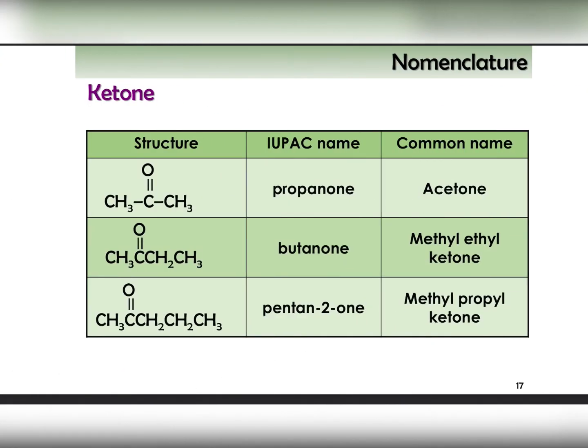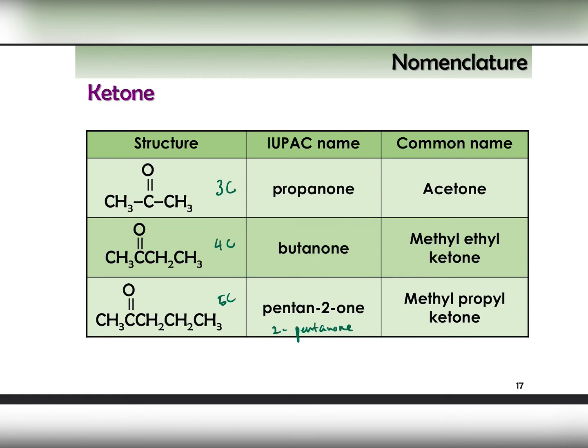So kalau kamu ada 3 karbon, the IUPAC name will be propanon, and C double bond O di bahagian tengah rantai karbon. And the common name is acetone. If you have 4 carbon, dia adalah butanon. Common name dia methyl ethyl ketone. And if you have 5 carbon, so from here kamu dah kena start numberkan the position of C double bond O. So you can name it as 2-pentanon.